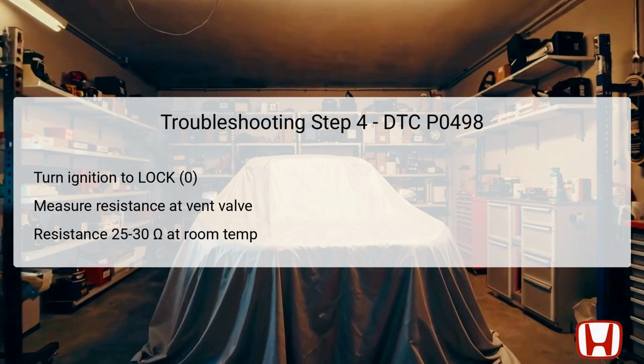First, turn the ignition switch to the lock 0 position, ensuring that all systems are powered down. At this point, you will measure the resistance between 2 specified terminals on the vent shut valve connector, which should remain disconnected during this test. The appropriate resistance reading at room temperature should be around 25 to 30 ohms. This range indicates that the internal coil of the valve is functioning correctly.